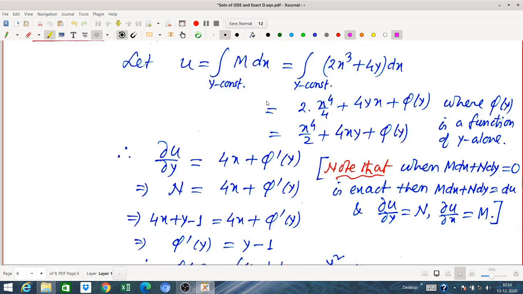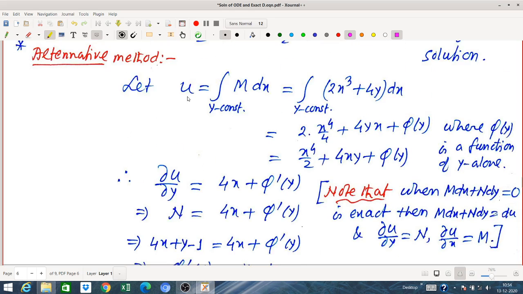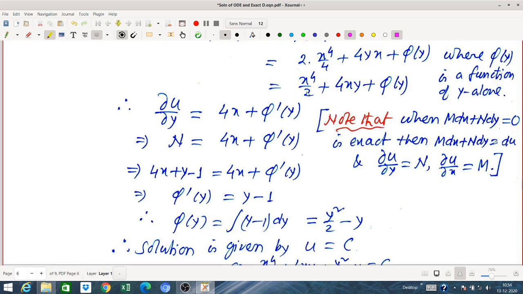Now we differentiate this u with respect to y. Del u by del y, the right side will be: this is 0, partially with respect to y we differentiate 0. Here it will be 4x only, because the derivative of y with respect to y is 1, and phi of y derivative with respect to y will be phi dash of y, because this is now a single variable, we can use dash. Now the value of N is this, del u by del y is N. Why? Note that when M dx plus N dy equal to 0 is exact, then M dx plus N dy equals du, and del u by del y is N, del u by del x is M.